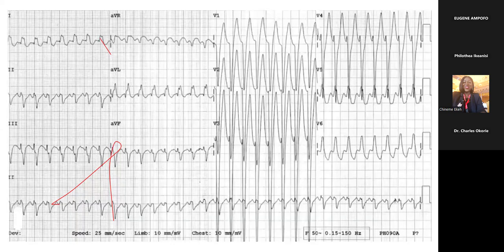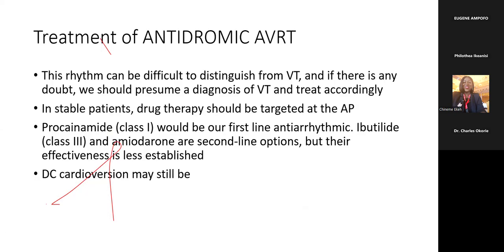Then the treatment of antidromic AVRT. The reading can be very difficult to distinguish from ventricular tachycardia. And if there is any doubt, we should presume a diagnosis of VT and treat accordingly. In stable patients, drug therapy should be targeted at the accessory pathway. Procainamide, a class 1 antiarrhythmic agent, will be our first-line antiarrhythmic to be used. Then ibutilide and amiodarone are the second line.